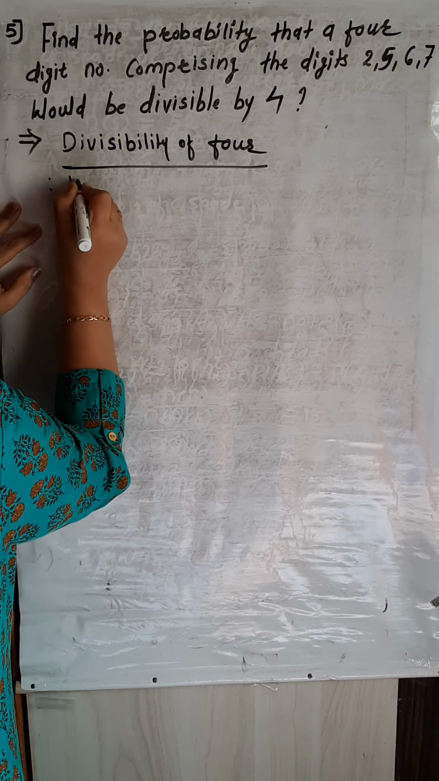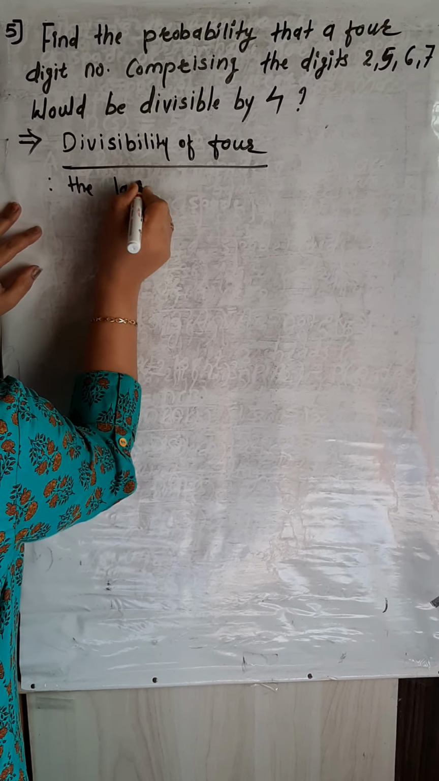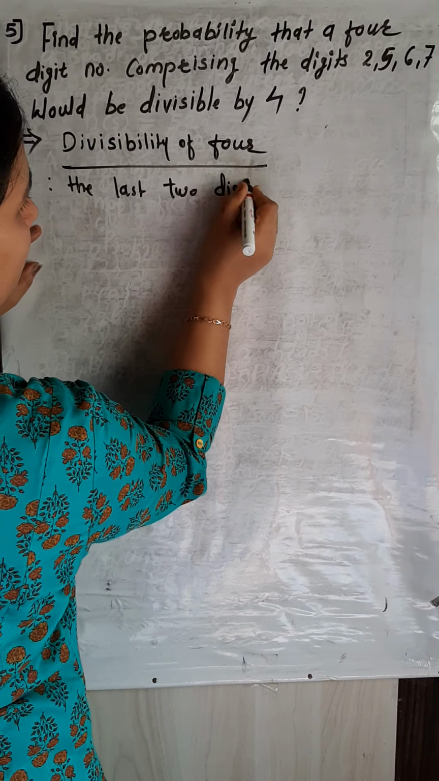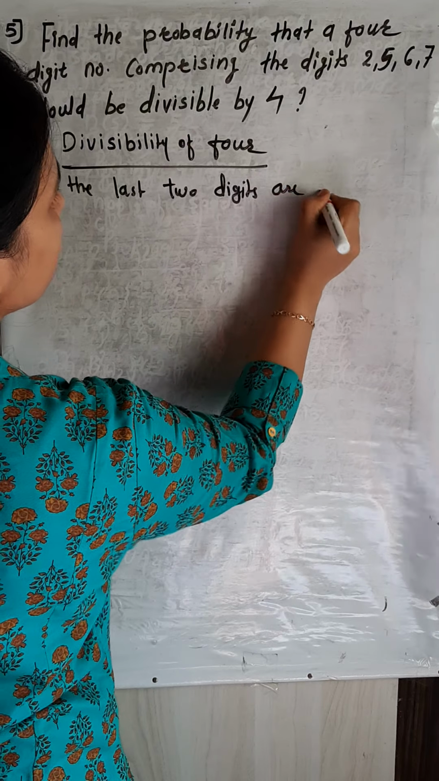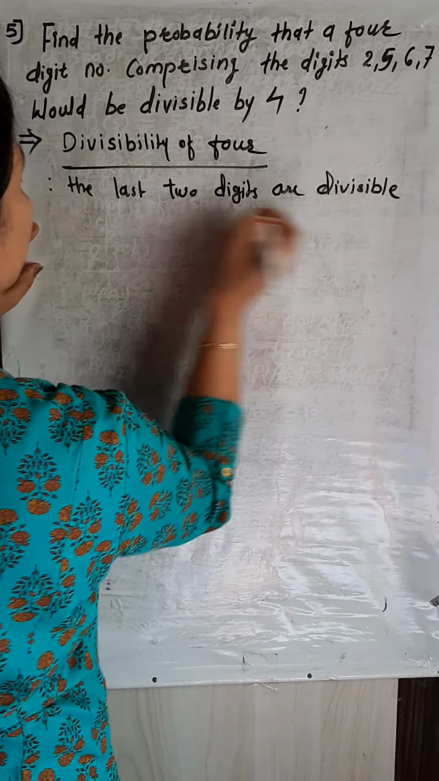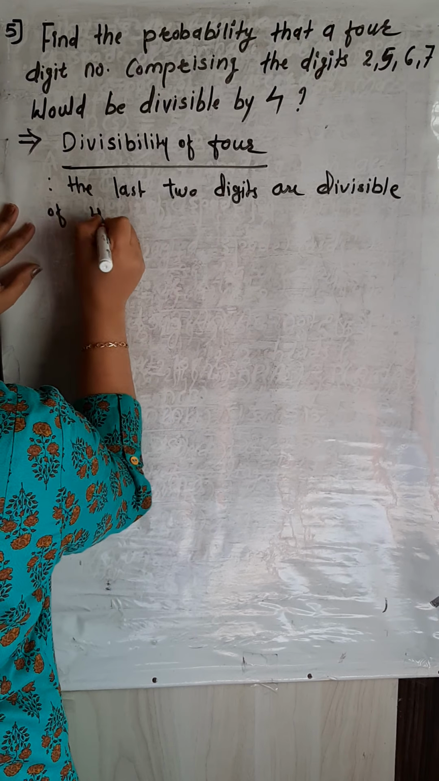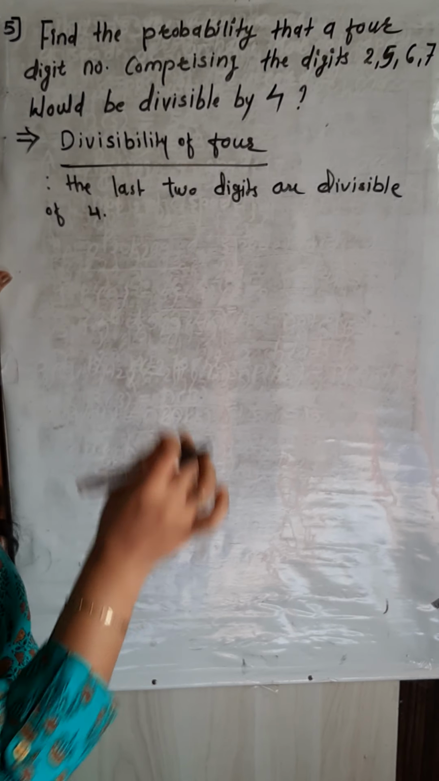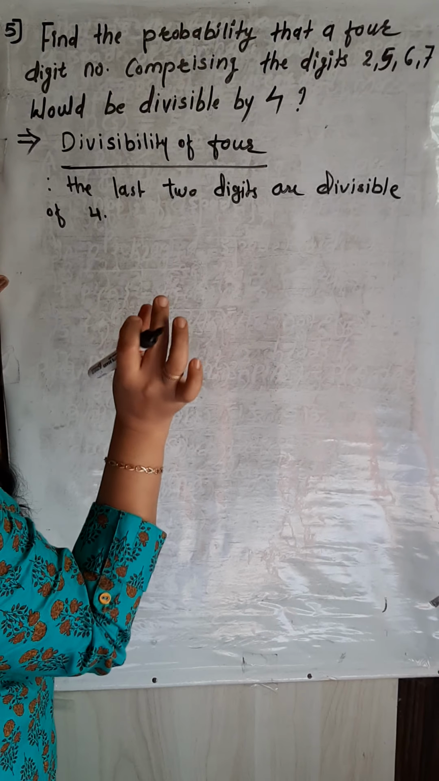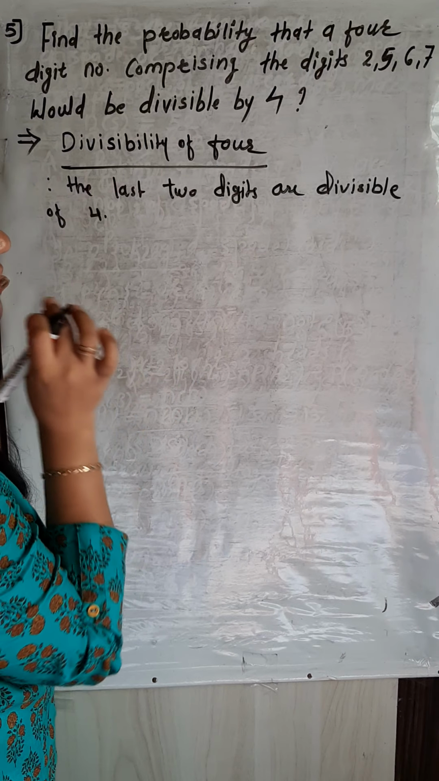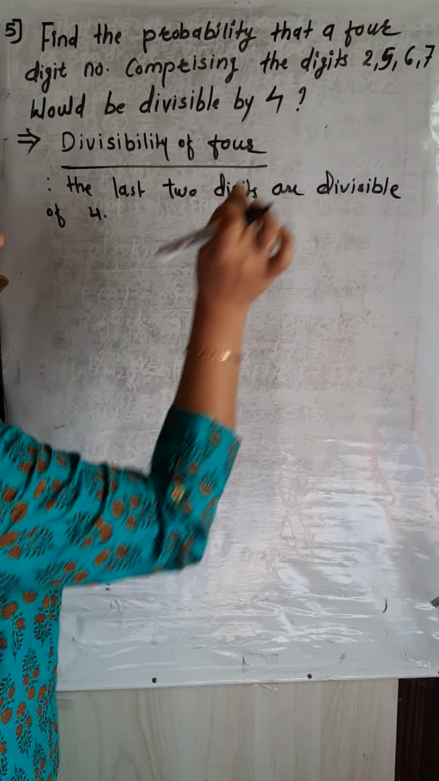The last two digits are divisible by 4. If the last two digits are divisible by 4, then that whole number will be divisible by 4. So we'll make the pair of two digits, because we need the last two digits to be divisible by 4. For that we need to make the pairs of 2.